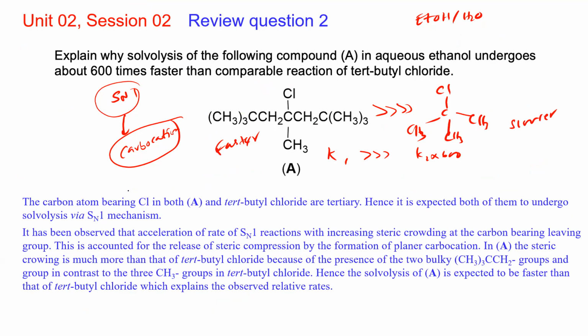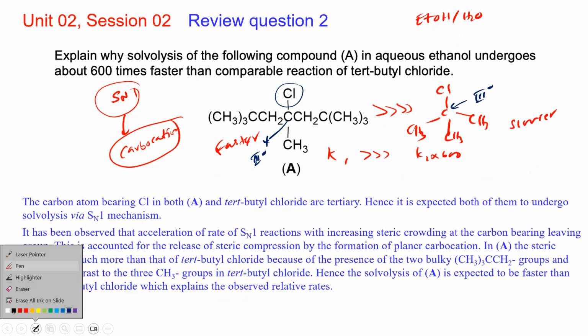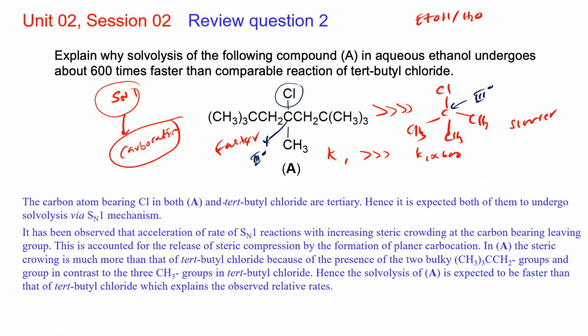So these carbon atoms, this carbon atom which is connected to the chlorine, they're all tertiary carbons. This carbon is tertiary, and this one is also tertiary. Therefore, the first thing you need to mention is that since they are tertiary, they will undergo the SN1 mechanism. That's something we already discussed.